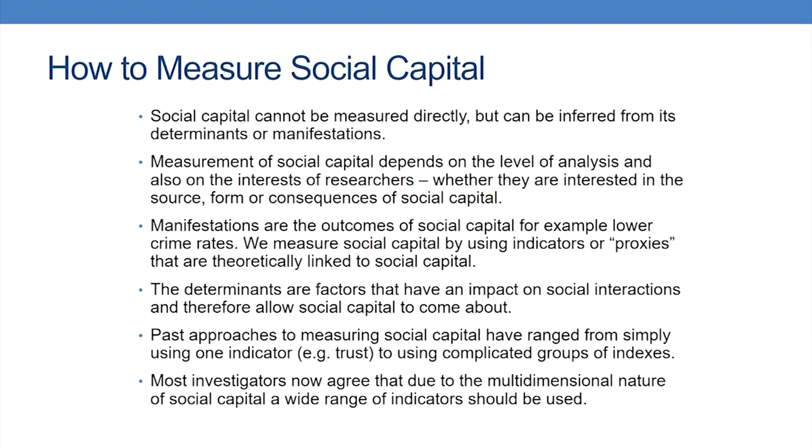For example, lower crime rates. We measure social capital by using indicators or proxies that are theoretically linked to social capital, and the determinants are factors that have an impact on social interactions and therefore allow social capital to come about. Various approaches in the past to measuring social capital have ranged from simply using one indicator, for example trust, to using complicated groups of indices, and most investigators now agree that due to the multidimensional nature of social capital, a wide range of indicators should be used.